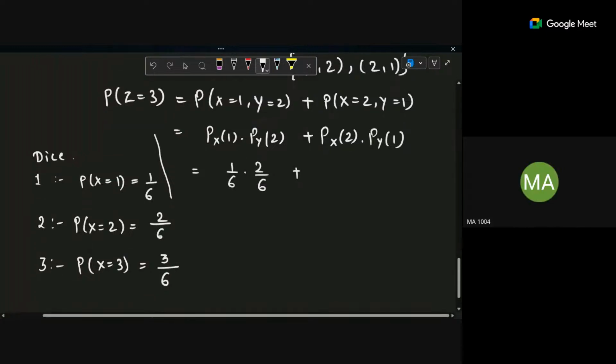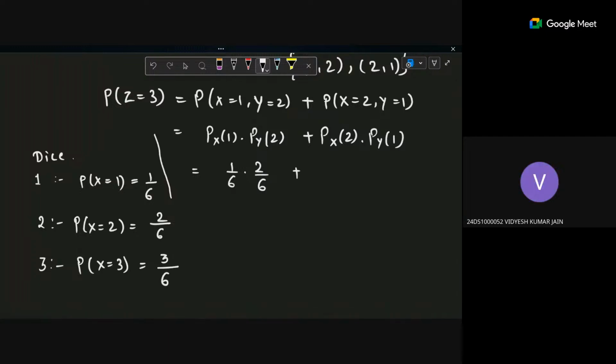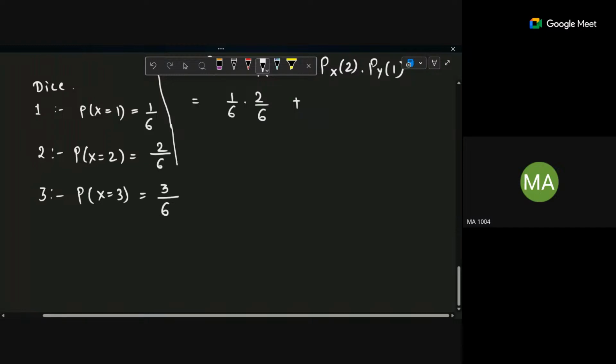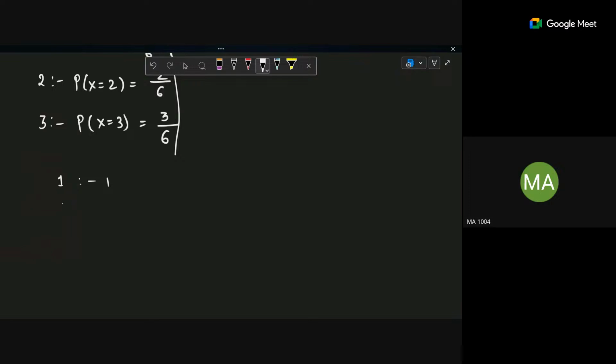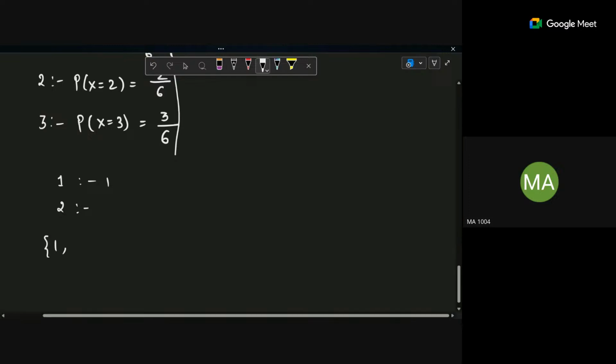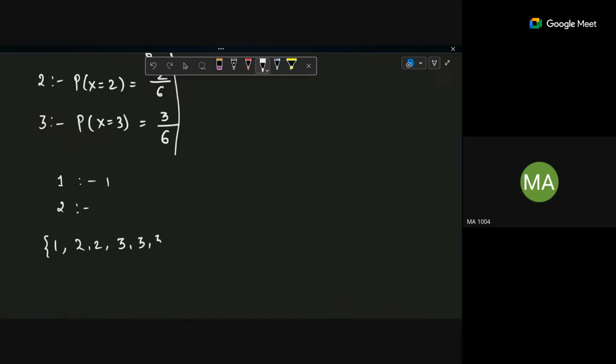What's your question? How did this 2 by 6 come? See, your dice is designed so that out of the 6 faces, one face has 1 on it, and 2 faces have 2 on them. A die has 6 faces, out of which one has 1 on it, 2 faces have 2 written on them, and 3 faces have 3 on them, right? So this is what is written on your die.